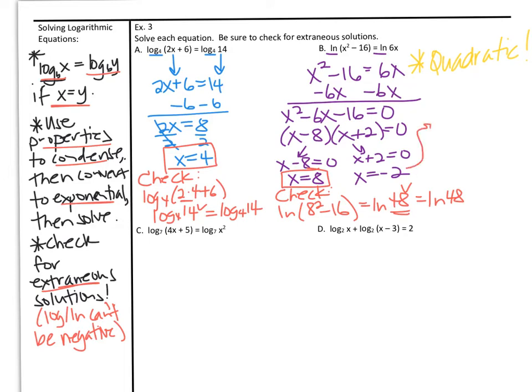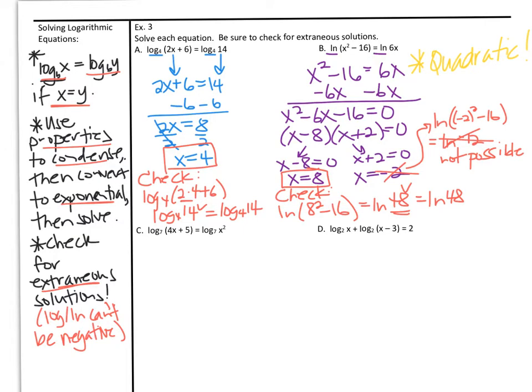But watch what happens when we check negative 2. If we plug in ln of negative 2 squared minus 16, negative 2 squared is 4, and 4 minus 16 is negative 12. We end up with ln of negative 12 on the left. And if you try typing in ln of negative 12 on your calculator, we'll get no solution. We can't take the log or ln of a negative value. Therefore, x equals negative 2 is extraneous.